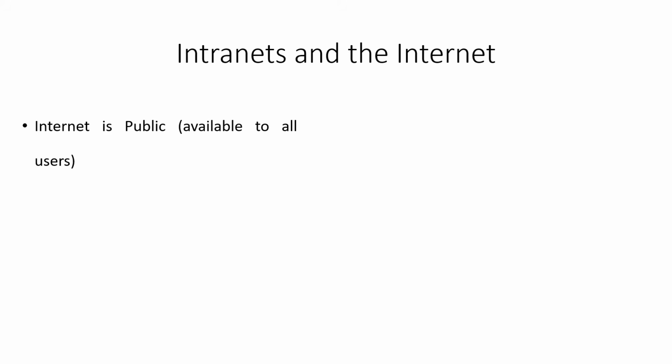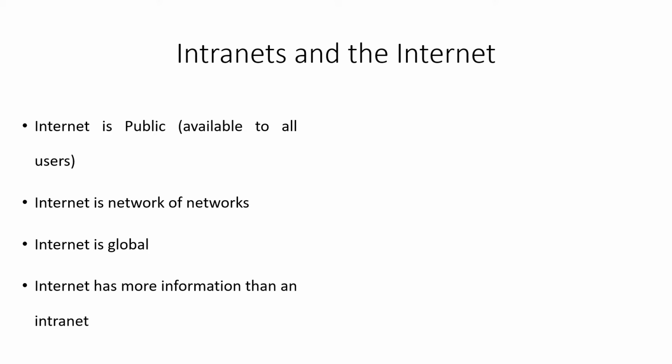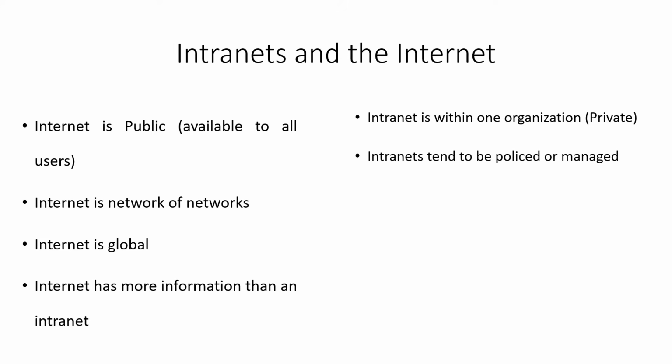Internet and intranet. The internet is public. It's available to everybody all around the globe. The internet is a network of networks. The internet is global and has more information than an intranet, whereas an intranet is within one organization and it's private.